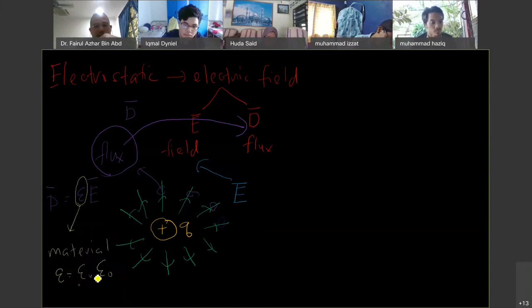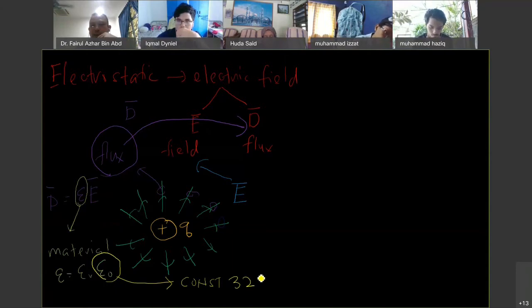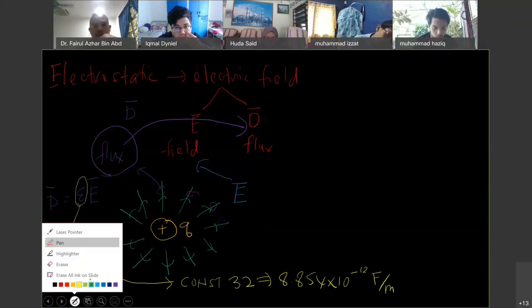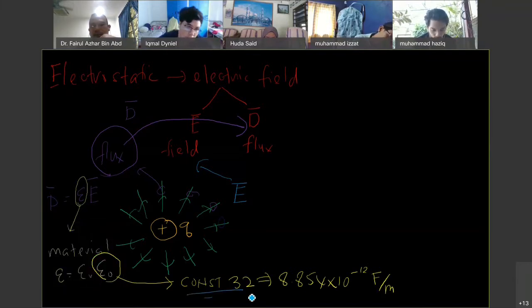Okay, this morning some people were confused about what epsilon naught is, and what its value is. Epsilon naught you can get from the calculator. You press constant, then press number 32, and it will come out. The value of this constant is about 8.854 times 10 to the power of minus 12, I think farad per meter. For the exact value, you can check your own calculator.